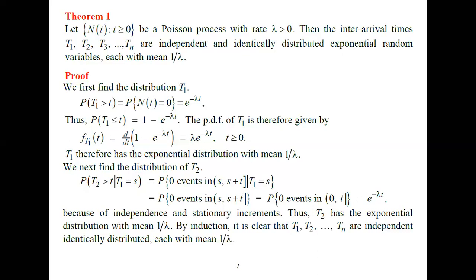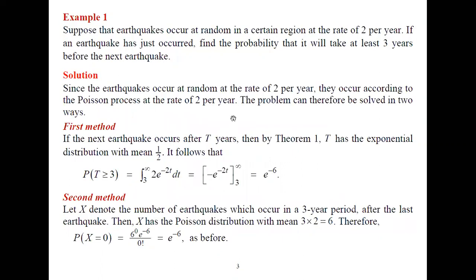By induction, it is clear that T1, T2, up to Tn are independent, identically distributed, each with mean 1 over lambda. So the conclusion here is that in a Poisson process, the entire arrival times all follow the exponential distribution. When the process follows the Poisson distribution, the time of occurrence of the events will follow the exponential distribution with mean 1 over lambda. So that's the theory. Let's look at an example.